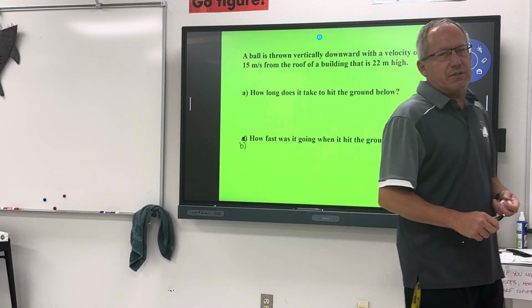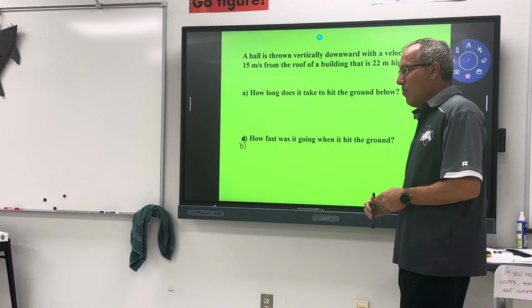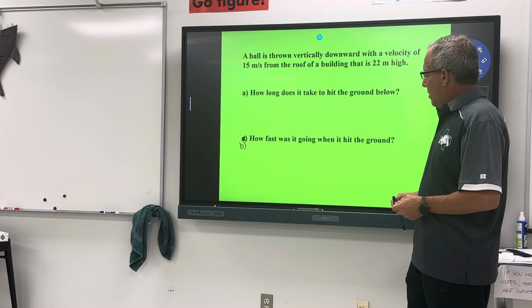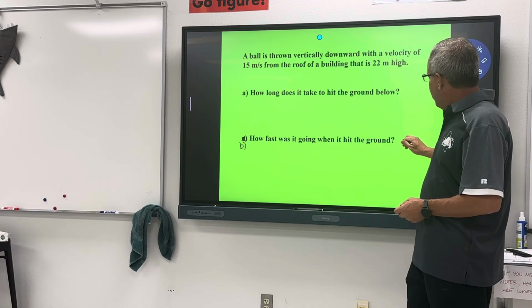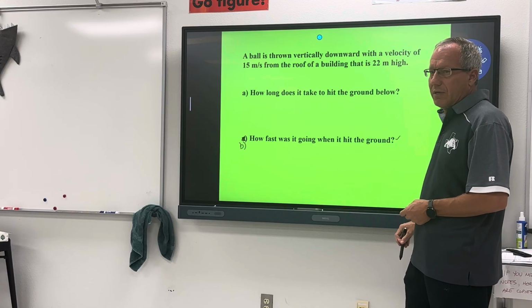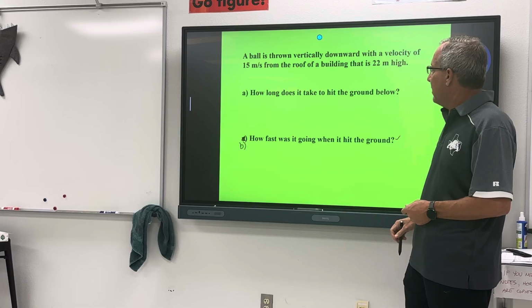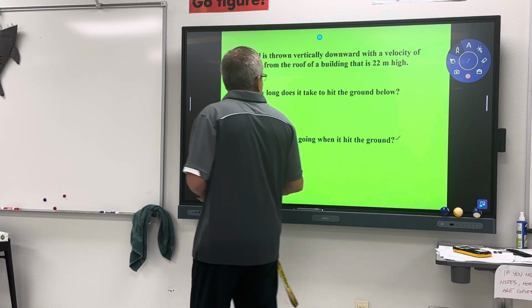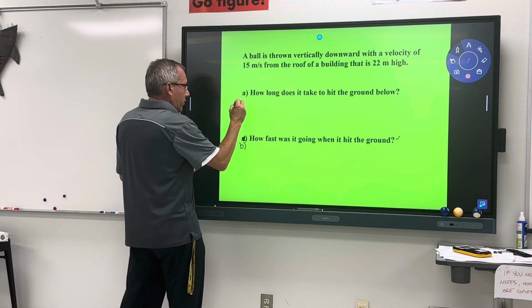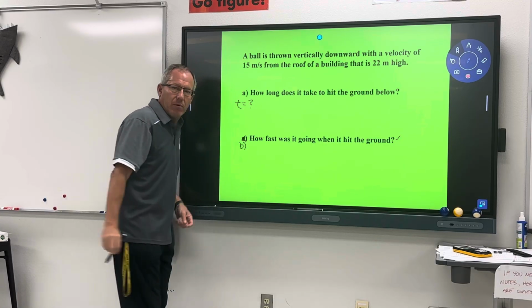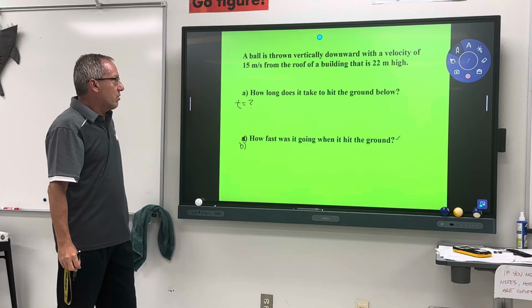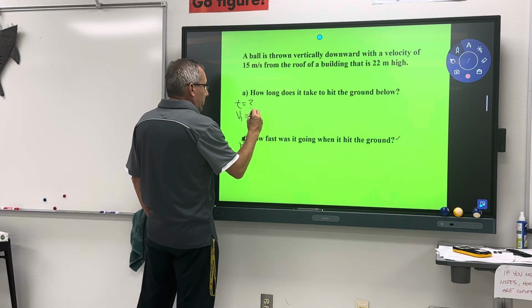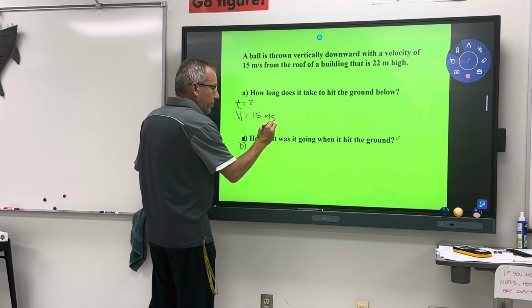I'm going to solve this two ways, okay? Both ways will probably take a little bit of time. When I do it this way, it's going to probably be easier to solve for the B part first and then use B to plug it back into A. That's kind of the intention of this. But if I was to start from A, a ball thrown vertically downward with velocity, how long does it take to hit the ground below? Time equals question mark, isn't it? All right. Then I start dealing with my givens here. I'm going to put initial velocity equals 15 meters per second. Is that right?